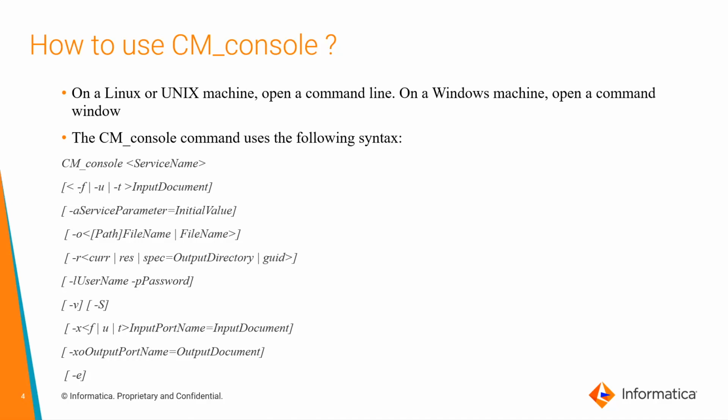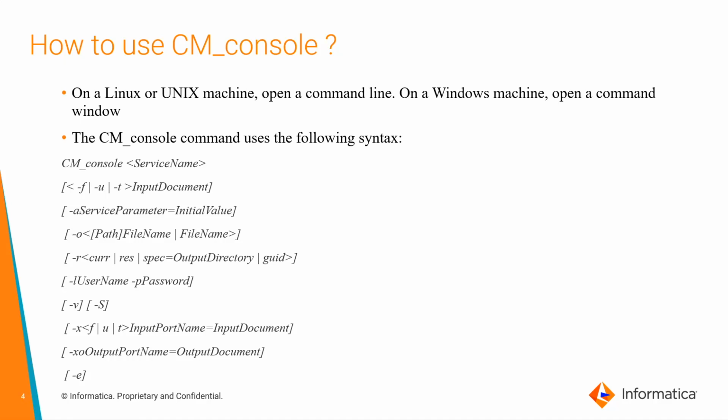Then the input document. For an input file, we have to specify -f. If the input is a URL, we have to give -u. If the input is text, then the -t option has to be used. -a is the service parameter; an initial value can be defined using this option. -o is the output file name, the file to which we can redirect the output of the CM console.